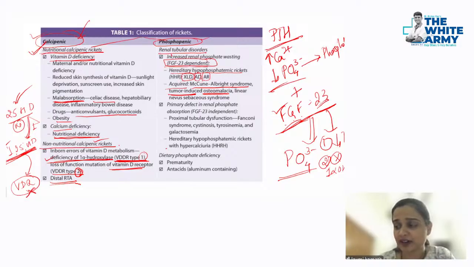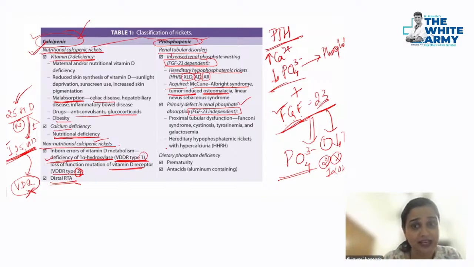Now say our FGF23 is normal. That means there is a problem with the renal tubules. That means the kidney functions are not good, because of which there is phosphate wasting. There is loss of phosphorus happening. And the moment there is loss of phosphorus, obviously some amount of calcium is also lost. That stimulates vitamin D production.